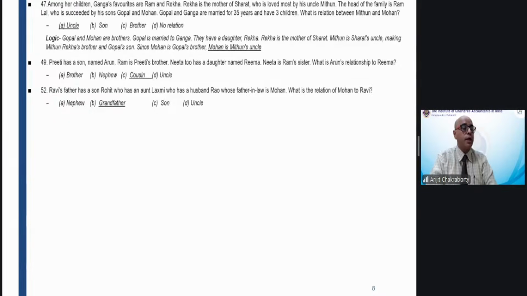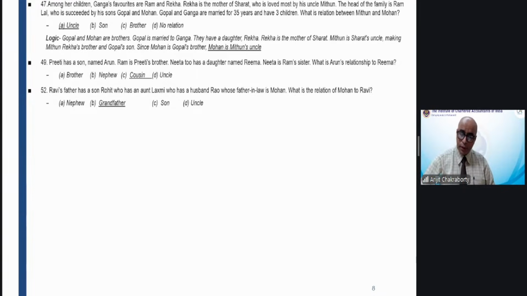अब क्वेश्चन आता है नेक्स्ट रिलेशन. Lakshmi's husband is Rao, whose father-in-law is Mohan. Okay. So here we see Ravi and Rohit. They are brothers. Their father is F. F has a sister, Lakshmi, and Lakshmi's husband is Rao. So Lakshmi is the wife and Rao is the husband. And it is given Rao's father-in-law is Mohan. It means what? Father-in-law means what?